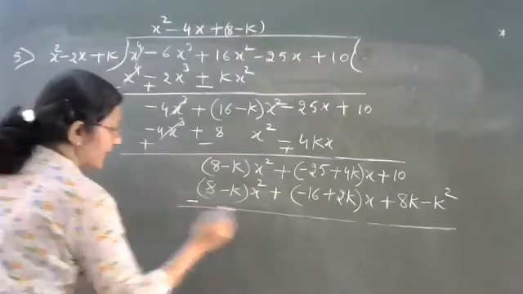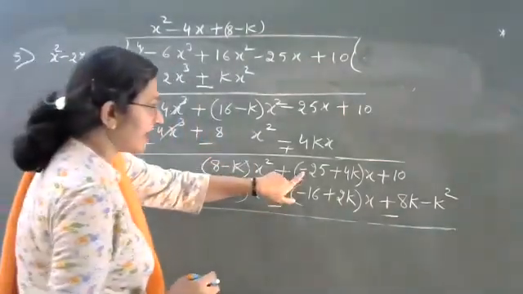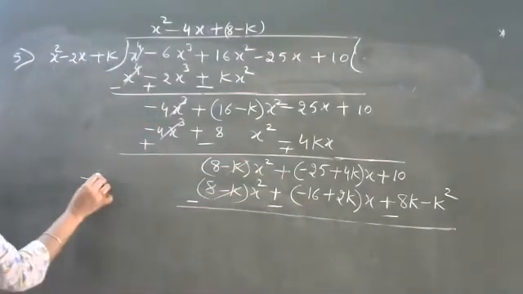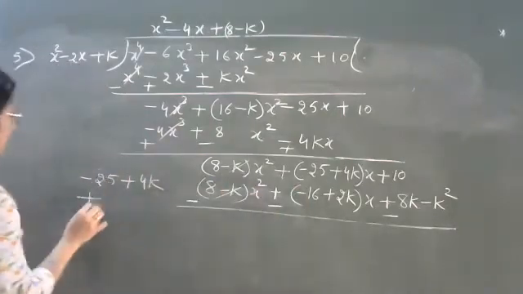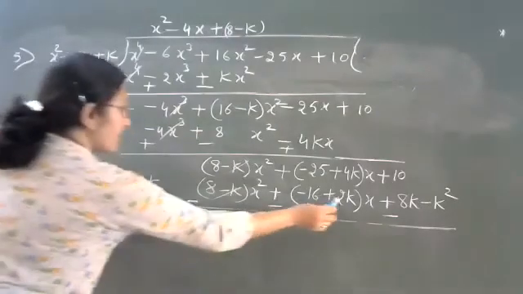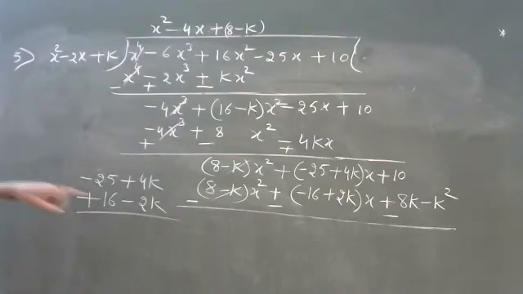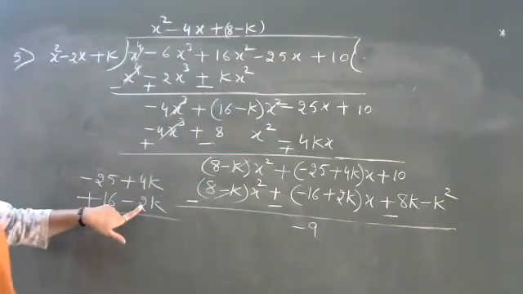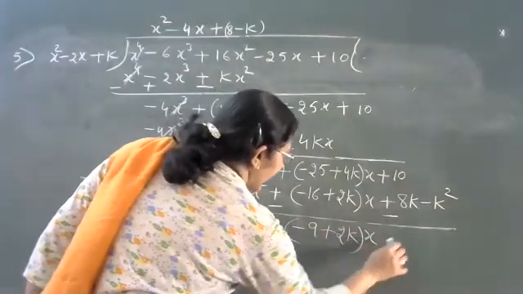Now again subtract, ये कट हो जाएंगे. Now here -25 and here it is -16, so it will be -25 plus 4k minus minus plus 16, here -2k. साइन चेंज हो गया. सो -25 plus 16 कितना हो गया? -9. और उसके बाद 4 minus 2 2, -9 plus 2k in the bracket and then x.